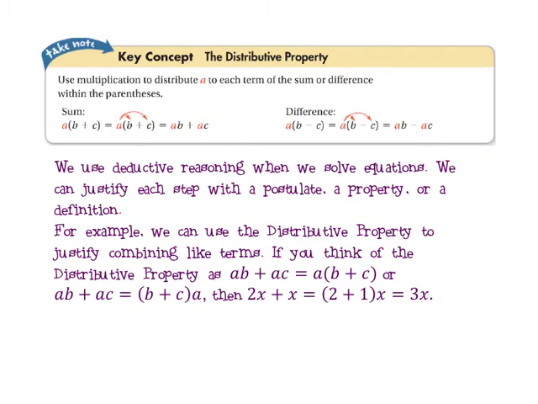We use deductive reasoning when we solve equations. We can justify each step with a postulate, a property, or a definition. For example, we can use the distributive property to justify combining like terms. If you think of the distributive property as A times B plus A times C equals A times (B plus C), or B plus C times A, then 2x plus x would also equal (2 plus 1) times x, or 3x.